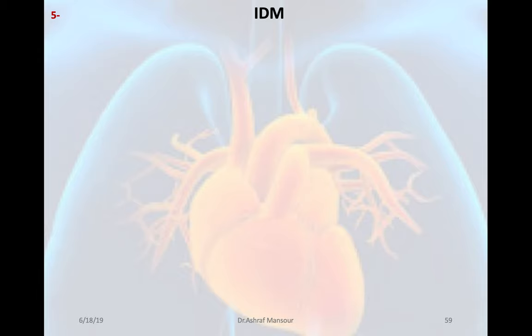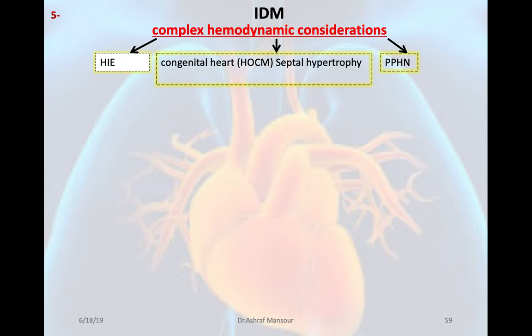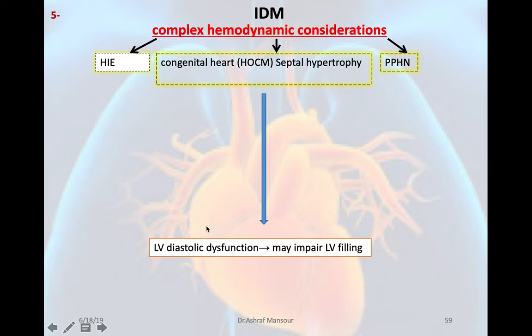In a case of the IDM, the baby is a big baby, 4 kilo, 4.5, and has complex hemodynamic condition. Sometimes these babies are affected by HIE from difficult labor at birth. The baby will be exposed to asphyxia, so pulmonary hypertension will occur. Also, there may be association with congenital heart, septal hypertrophy. The septal hypertrophy will cause left ventricle diastolic dysfunction and may impair the left filling. So impairment of the left ventricle filling will decrease the cardiac output.